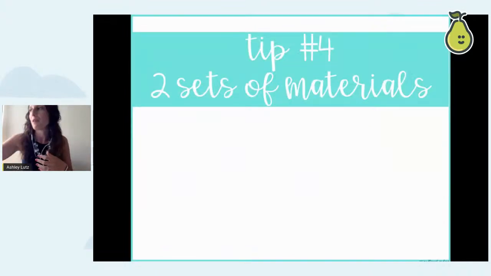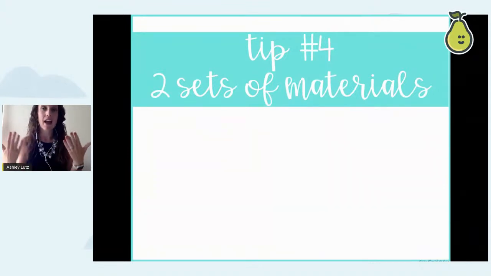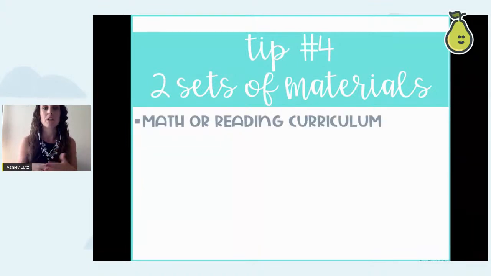All right, tip number 4. Having 2 sets of materials. This might sound crazy, but I know a lot of us are going to be moving from one phase to another, and having 2 sets of materials is just going to be beneficial if it's possible. All of these things I'm saying might not be possible for you, and that's okay. These are just ideas to throw out sometimes to your admin.